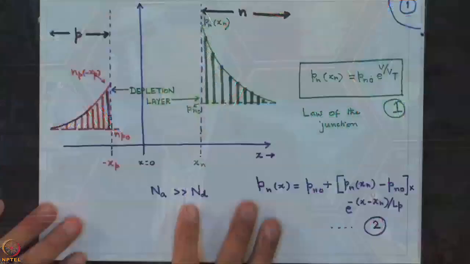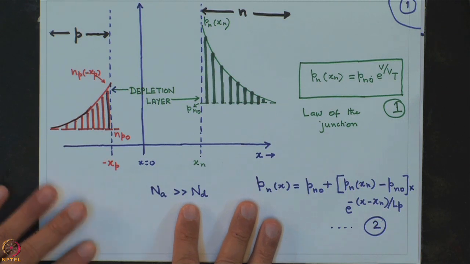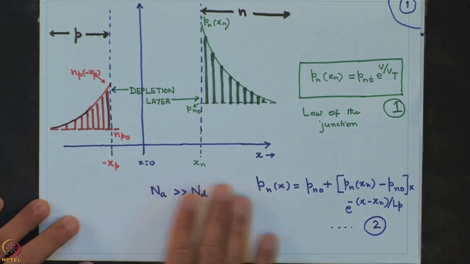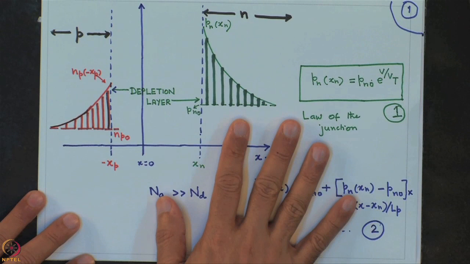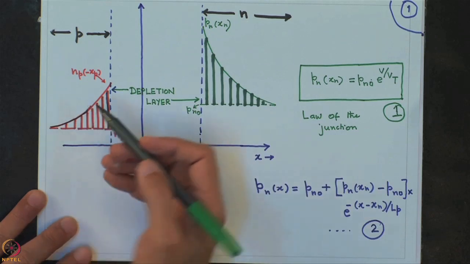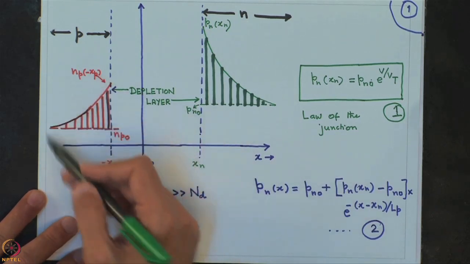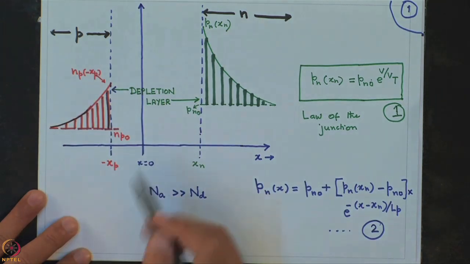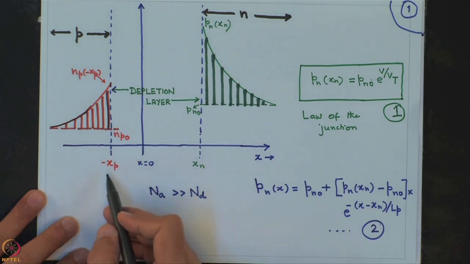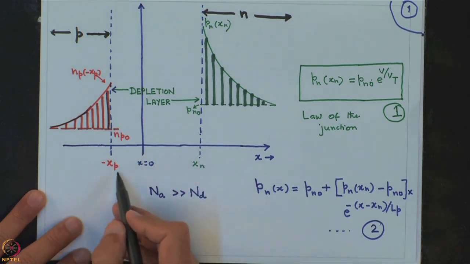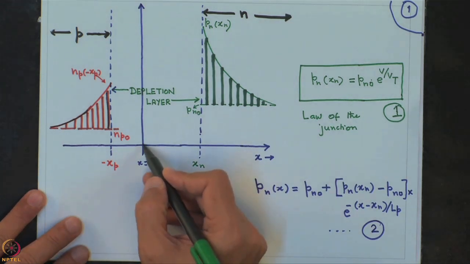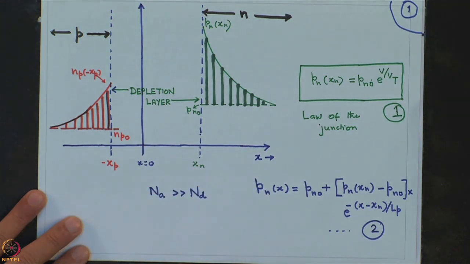So what you can see here is the excess minority carrier distribution in the N and the P type. You can see the distribution of the p-type carriers here on the N side, and you can see the distribution of the n-type minority carriers in the p-type region here. Here is the depletion layer, and we have marked the two edges of the depletion layer as minus xp and xn, as we did in the previous analysis. Here x is equal to 0, which is the metallurgical junction.